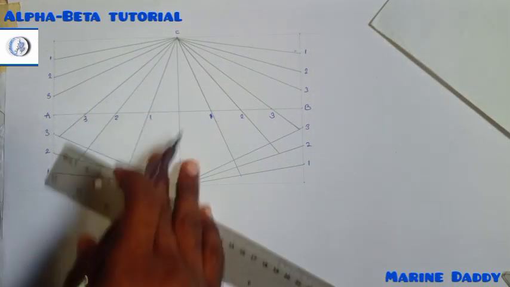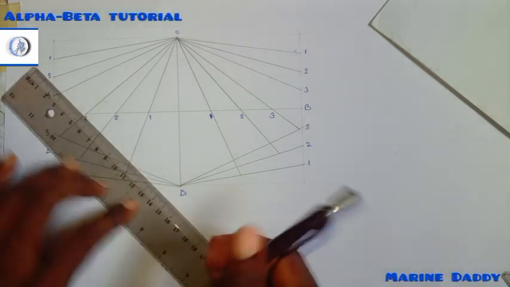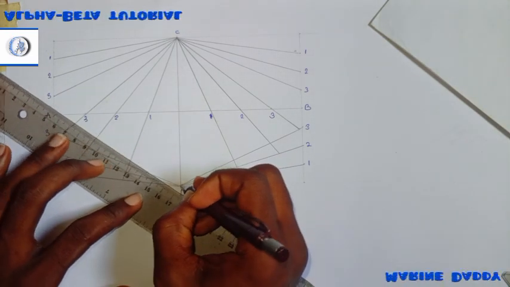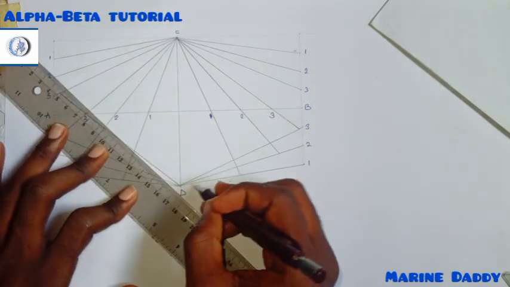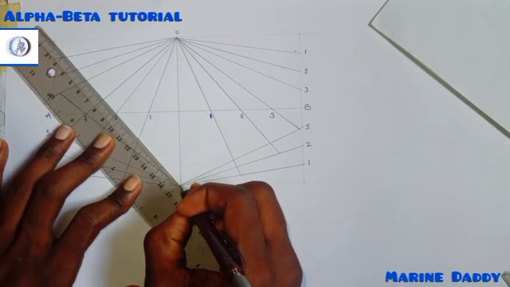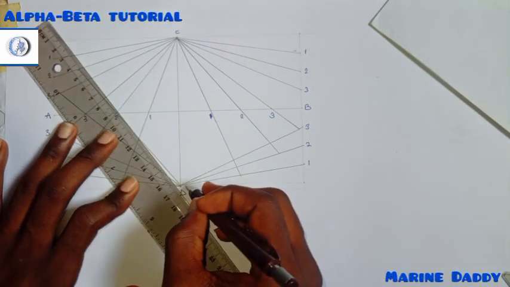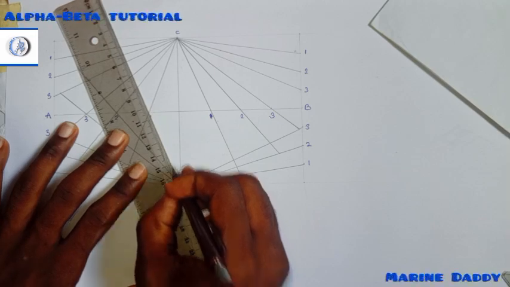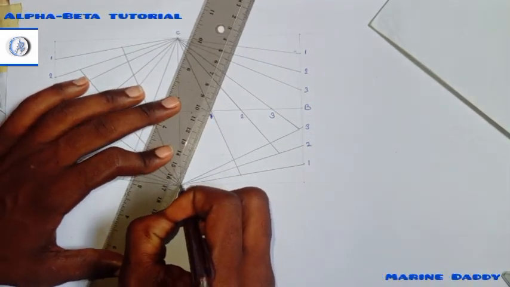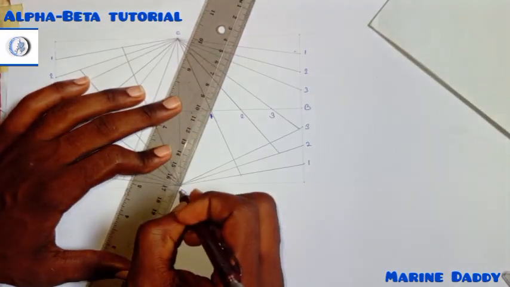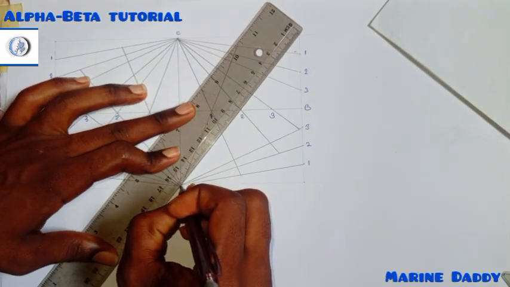After doing that, you repeat the same process for D. D to 3, stop at 3. D to 2, stop at 2. D to 1, stop at 1. D to 3 to 1, stop at 1. D to 2, stop at 2.